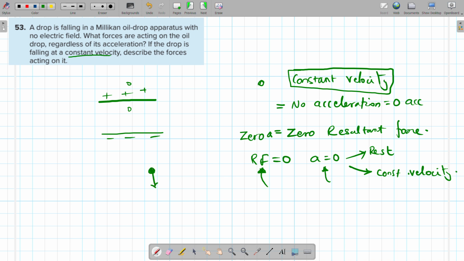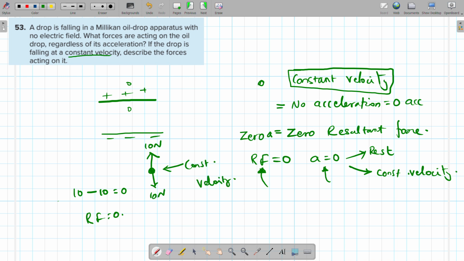When the downward force is equal to the upward force. For example, the downward force is 10 Newton and the upward force is 10 Newton. So 10 Newton downwards minus 10 Newton upwards is equal to 0. The resultant force will be 0. At this time, the object is moving at a constant velocity.